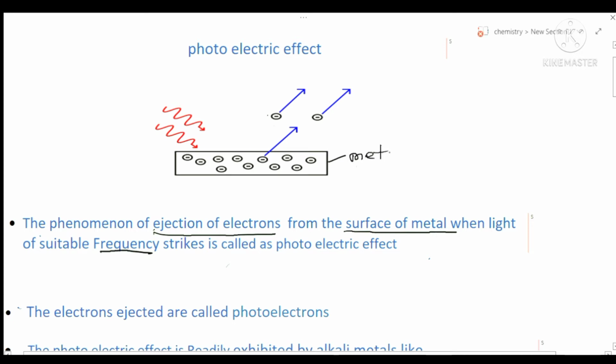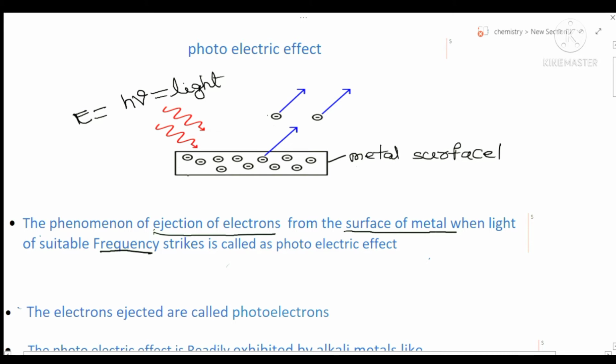So consider one metal surface. I am taking one metal surface here. When light of some minimum suitable frequency, which I am calling h mu, or you can call it some amount of energy of the light, is passed over the metal surface, some electrons will come out from the metal surface. This phenomenon we are calling the photoelectric effect.